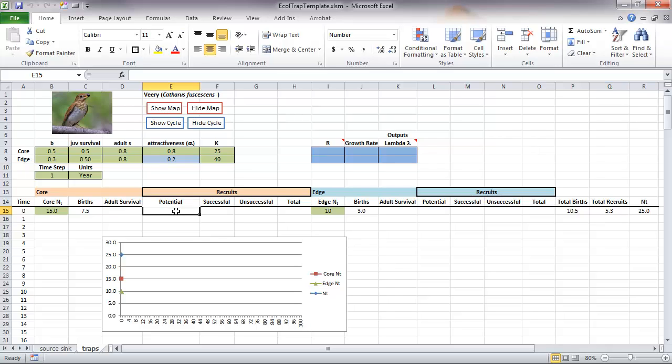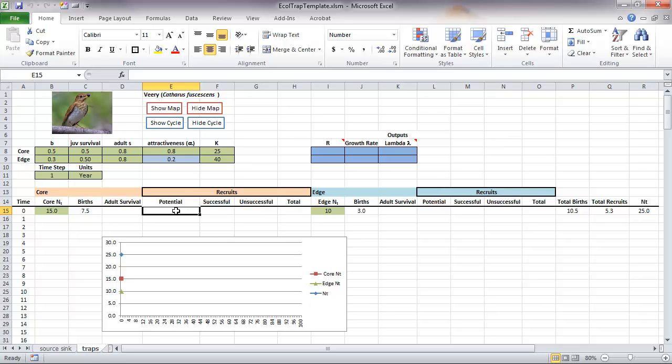So now we can enter in equations for the recruits in the edge habitat and in the core habitat. And you'll see that we've broken this out into 4 different pieces: the potential recruits, the ones that want to breed in the core; the successful recruits, those that actually will secure a territory in the core; the unsuccessful recruits, those are individuals that want to reproduce in the core but can't because we've run out of breeding sites; and then the final, total number that actually are recruited into that particular habitat type.